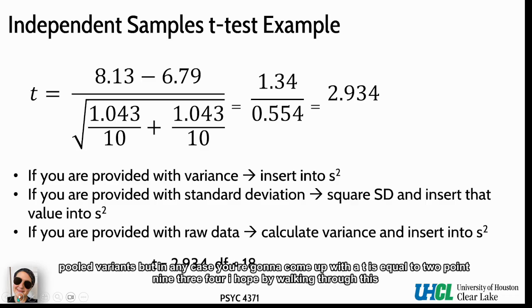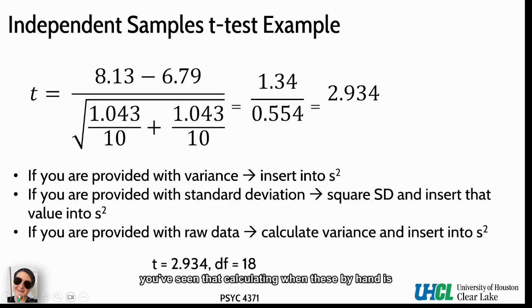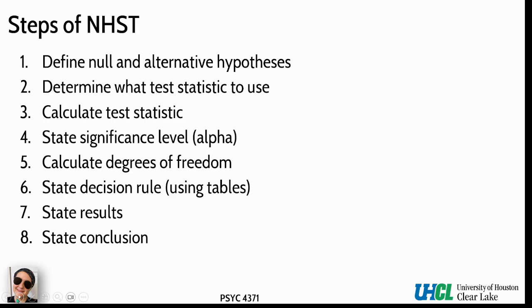I hope by walking through this, you've seen that calculating one of these by hand is rather time consuming. This was also a distribution of only 20 participants. So if you're having to do all of those sums of squares for 100 or 200 participants, it can get very nasty very quickly. That's why we have wonderful programs like Jamovi and JASP and SPSS, and even Excel can do this for you.